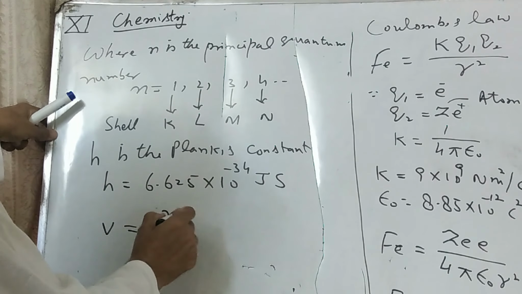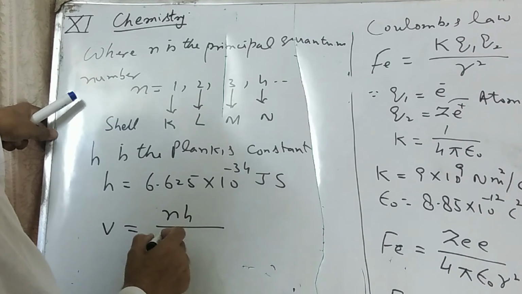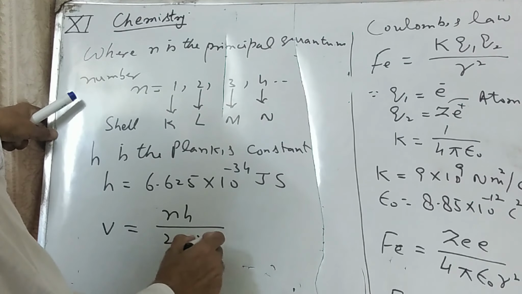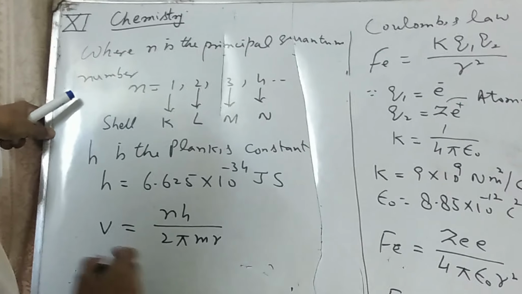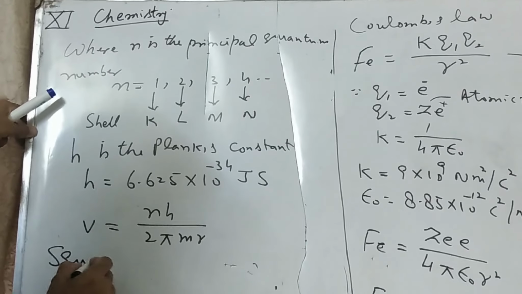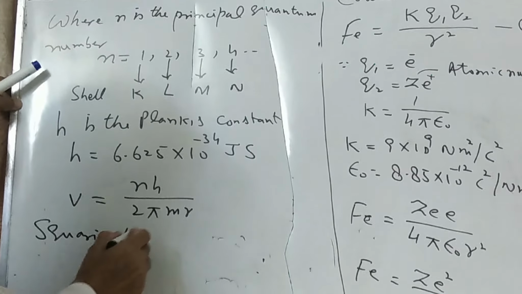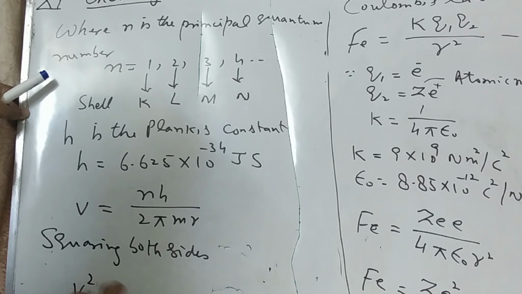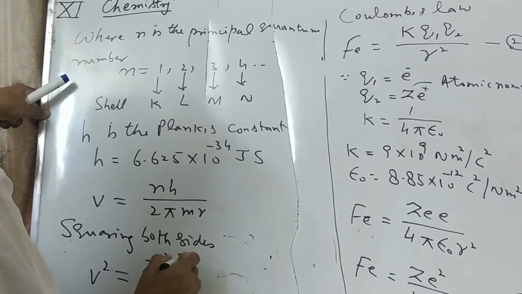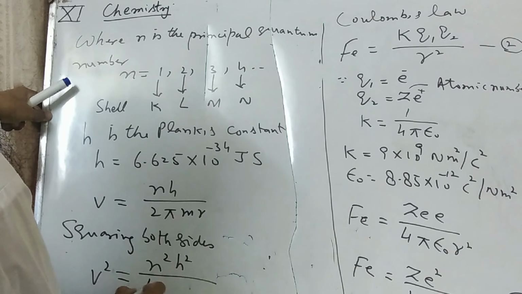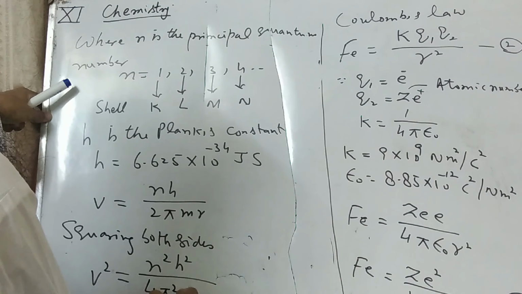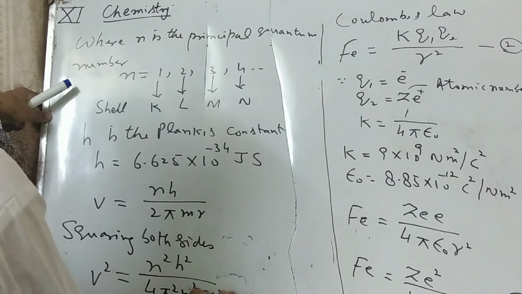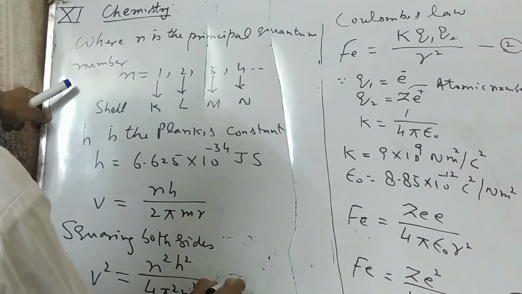v is equal to nh over 2 pi m r. Now squaring both sides, we will get v square is equal to n square h square over 4 pi square m square r square. Now this is equation number 5.